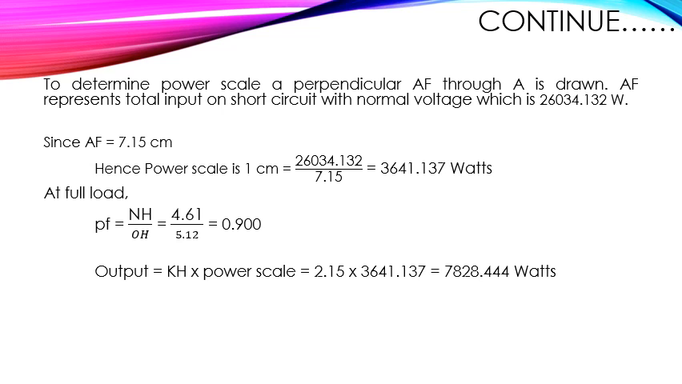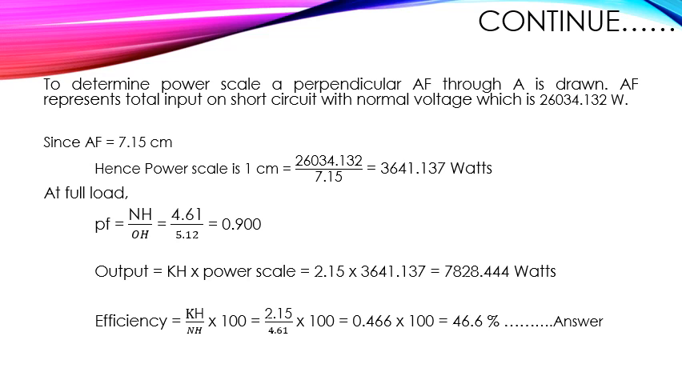Then output can be calculated by kH multiplied by power scale. So kH, measure it in centimeter by scale, so it is 2.15 centimeter, and multiplied by power scale, then we will get the output in watts. Then find out the efficiency by taking the ratio of kH to NH and multiplied by 100. So the ratio of kH by NH is 2.15 divided by 4.61, that is 0.466, multiplied by 100, then we will get the efficiency, that is 46.6%, and that is the answer.